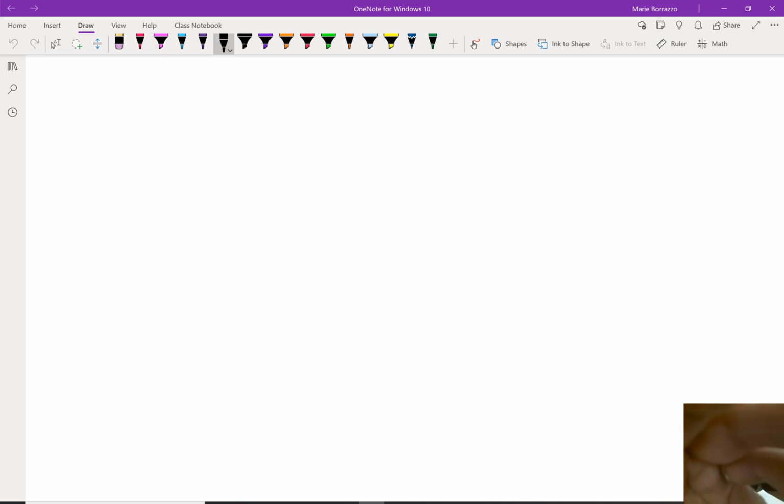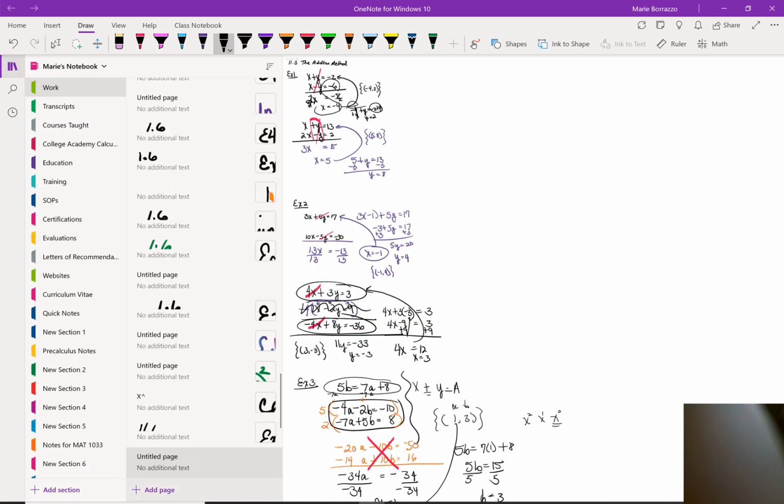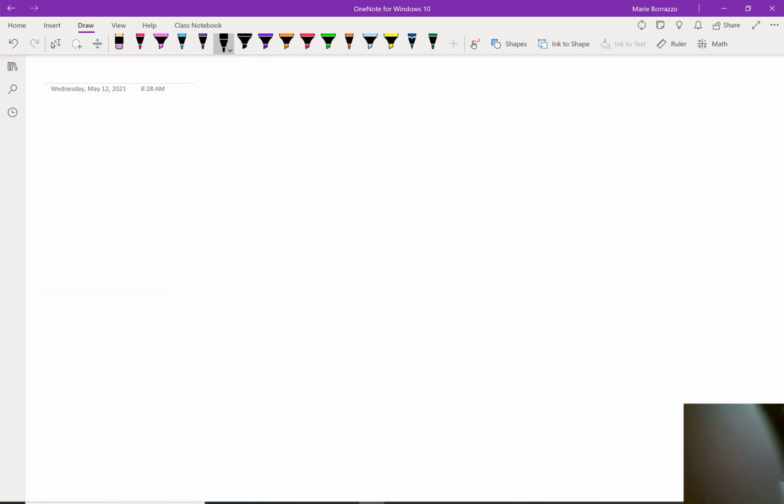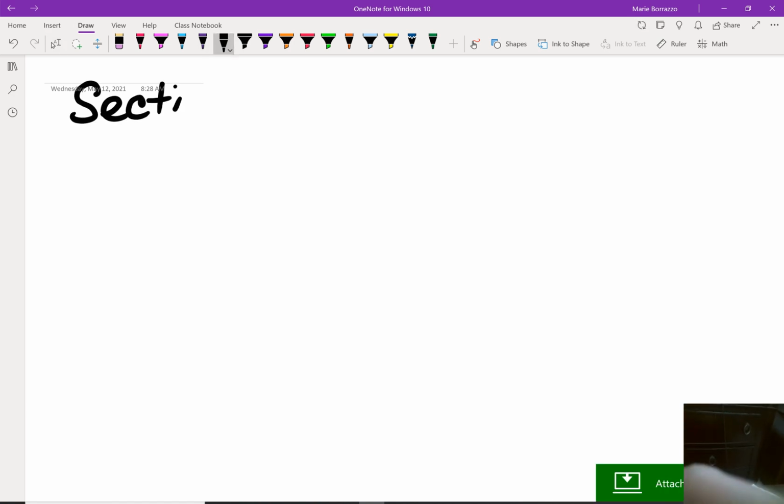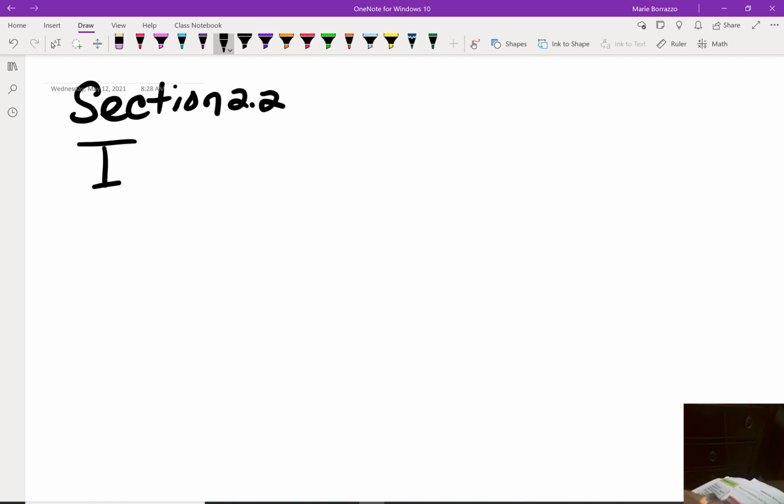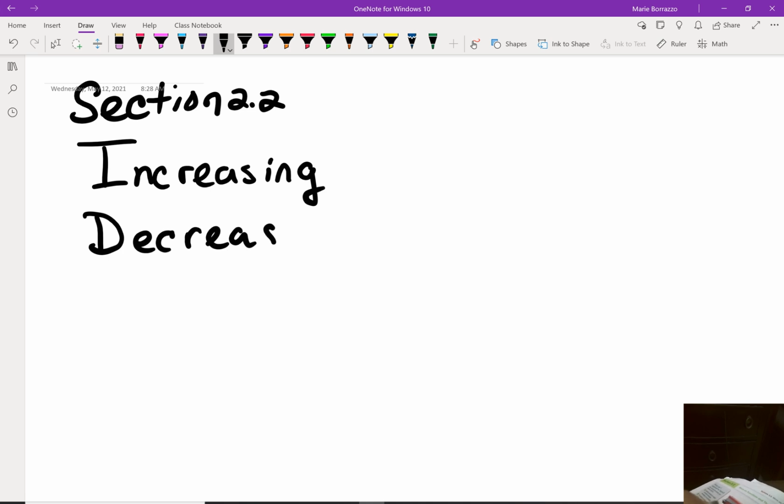So once again, we're covering section 2.2. Maybe I'll switch the page. More on functions, all about functions and their graphs. So the first thing we're going to start to look at is the concept of what is an increasing function versus a decreasing function versus a constant.